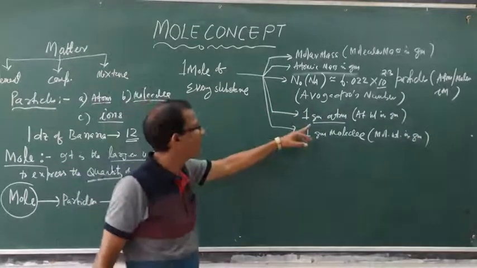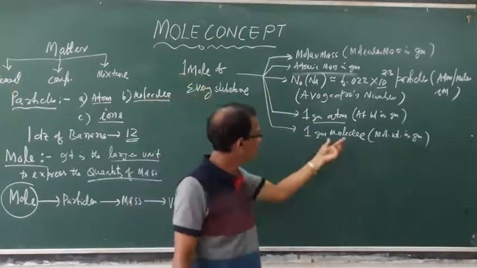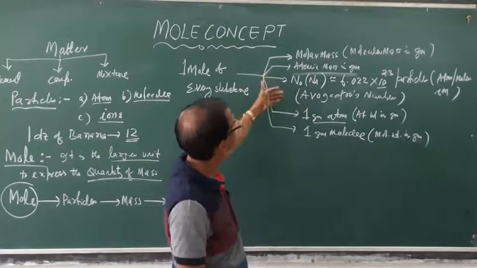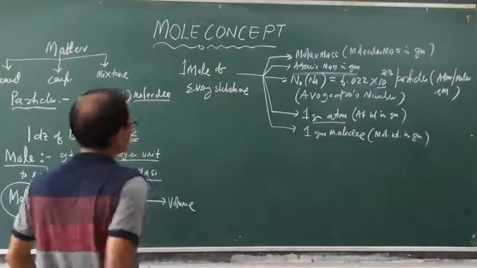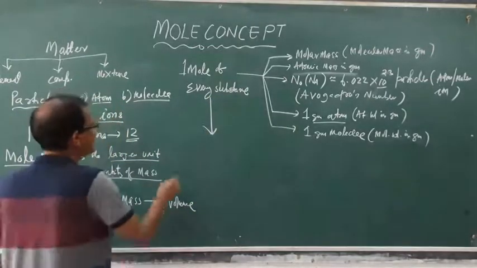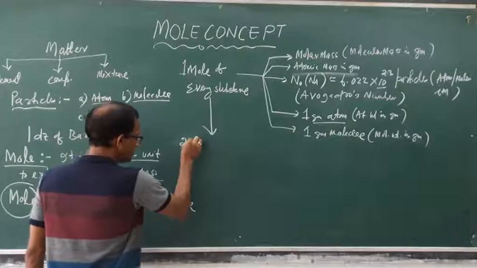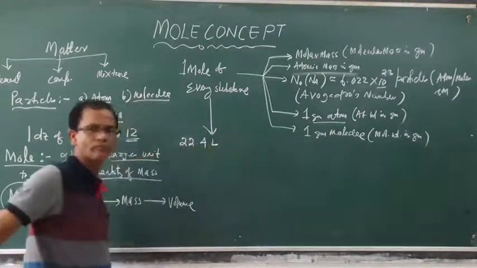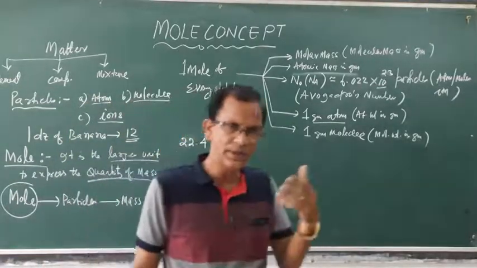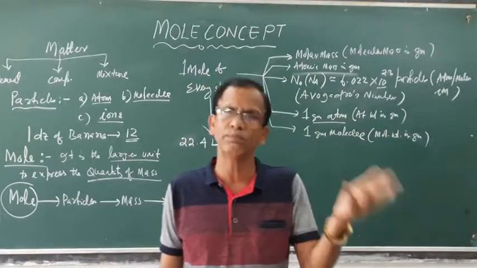It is the shortest way to say it. Gram atom means 1 mole. Gram molecule also means 1 mole. So this is very important in terms of number of molecules and in terms of mass. And 1 mole of every substance is equal to 22.4 liters. 1 mole of every substance means it may be an atom, a molecule, an ion, an element, a compound, or a mixture.